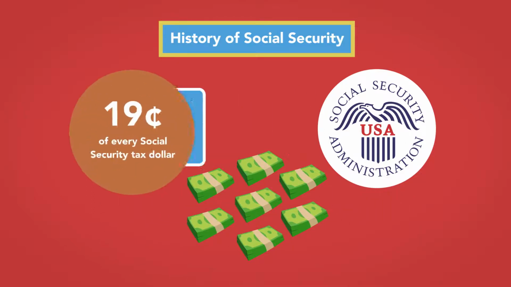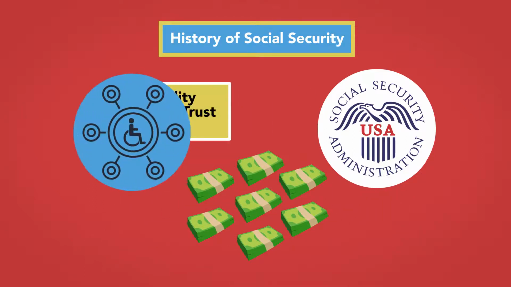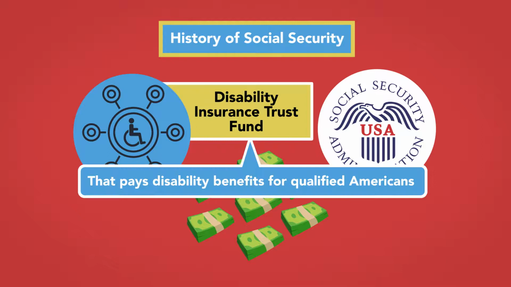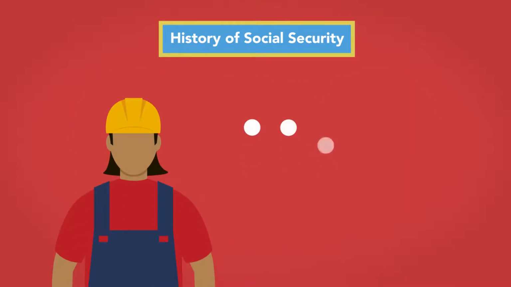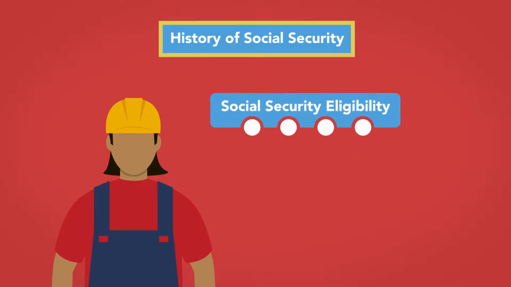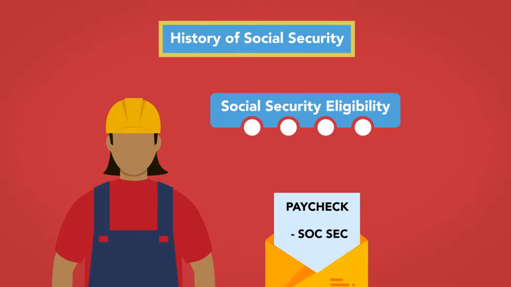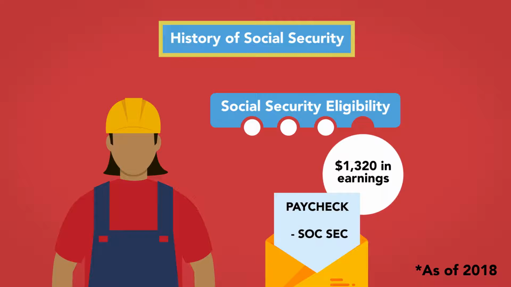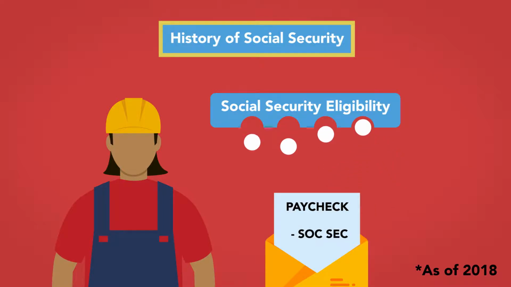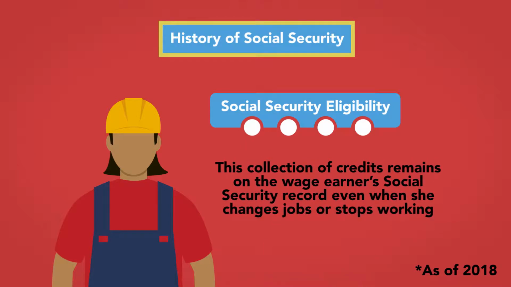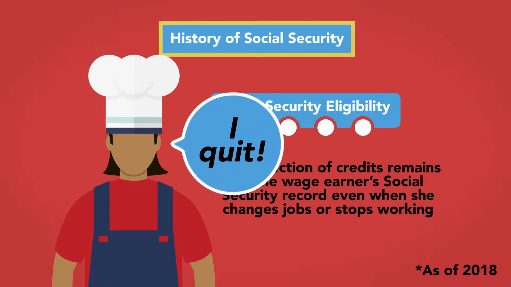The remaining 19 cents heads to a trust fund called the Disability Insurance Trust Fund, which pays disability benefits for qualified Americans. A wage earner receives credits towards Social Security eligibility by earning money on which Social Security tax is assessed. As of 2018, Social Security awards a worker 1 credit for every $1,320 in earnings, and the worker can earn a maximum of 4 credits annually.